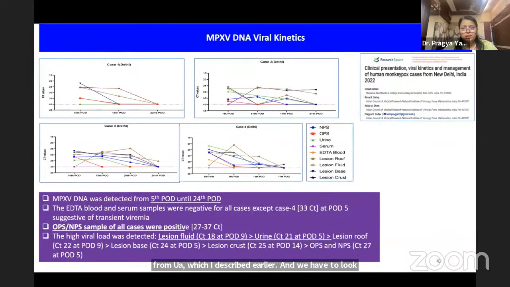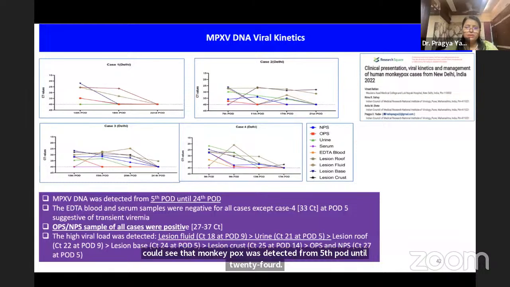We also did a study with Dr. Vineet Rehlan and the hospital in Delhi, where we monitored the cases admitted for almost 1 month to see how long the virus is present in different body fluids. We could see that monkeypox DNA was detected from the 5th POD until the 24th POD. The EDTA blood and serum were negative for all cases except 4 of them, and the CT value, meaning viremia, was very low, which suggests that viremia in blood is for a short time.